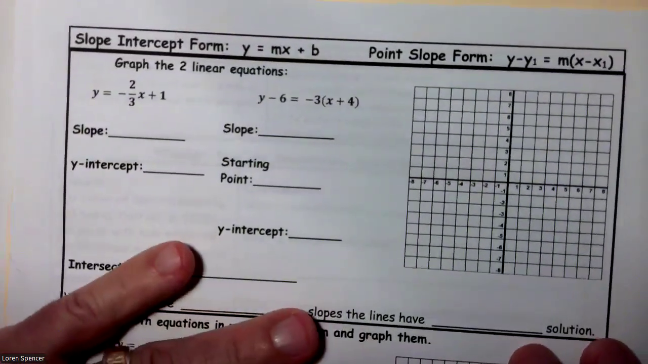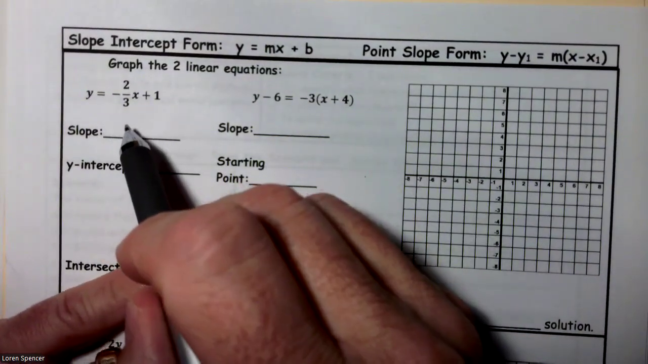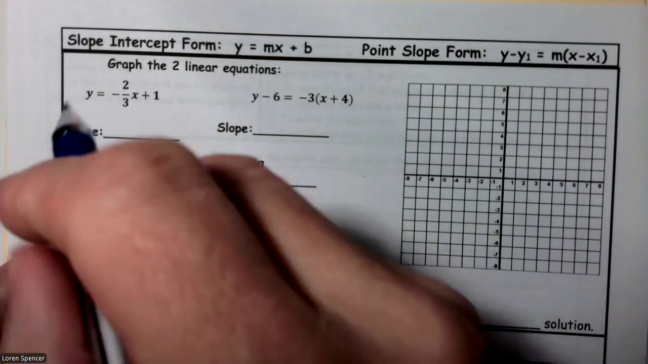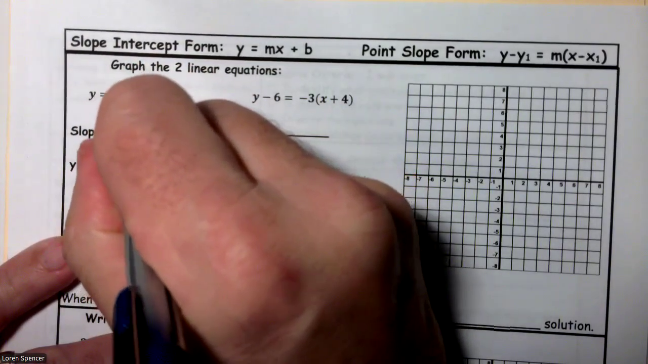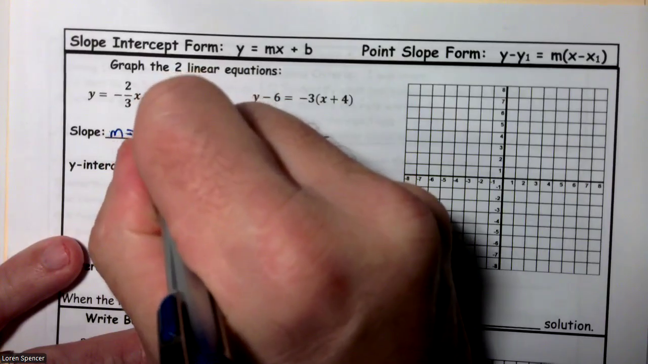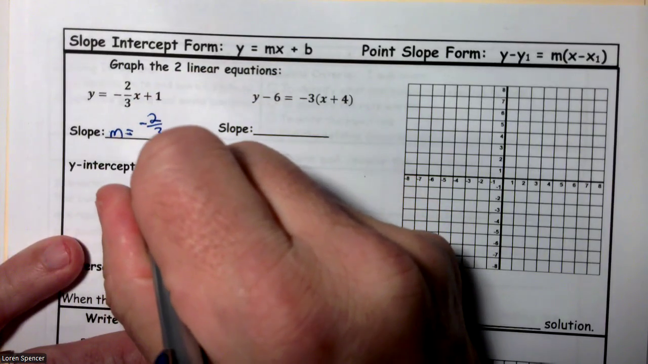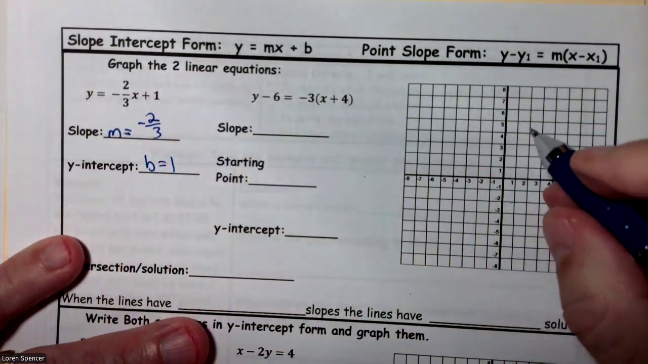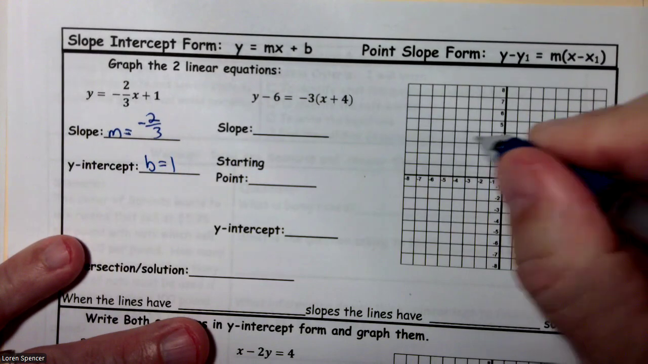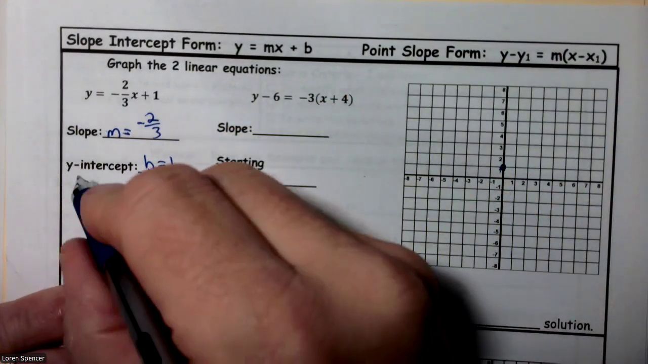So here we have one in slope intercept form. So m equals negative 2/3, and our y-intercept is b equals 1. So we'll start off with this positive 1. And we know we need to look at the angry man slope.